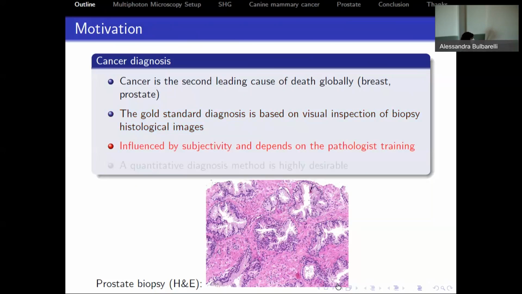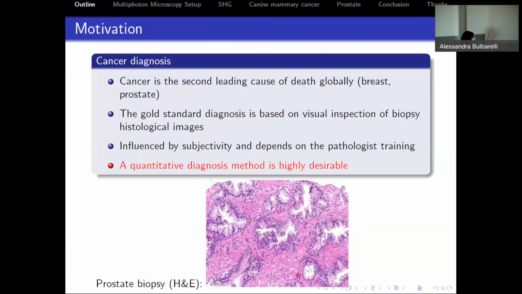And so I know from our colleagues there that they say that it's very hard because it's influenced by subjectivity, and it depends a lot on the specific training of the pathologists for each specific type of cancer. And so what is very desired is just to have a more quantitative way of measuring the biopsy and saying which type of cancer it is. So the example here is an example of a prostate biopsy colored with hematoxylin and eosin.